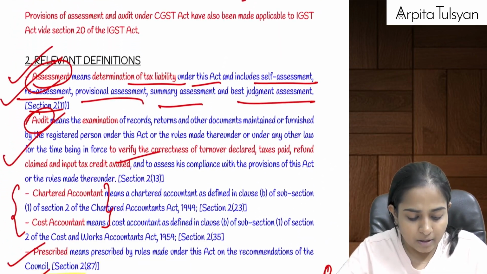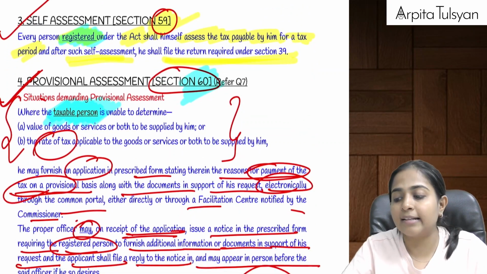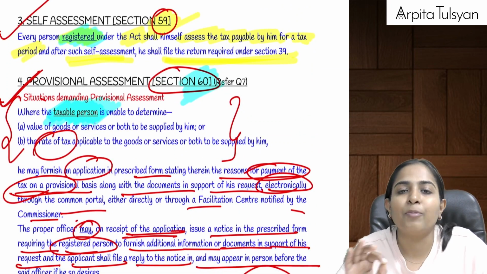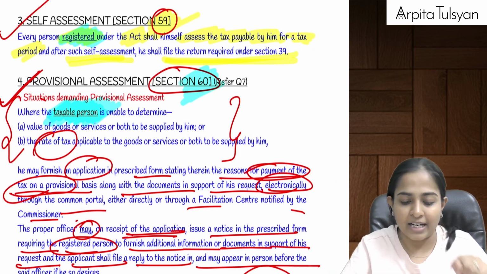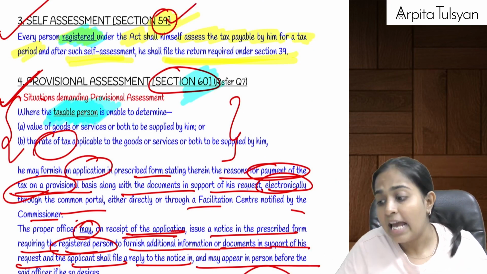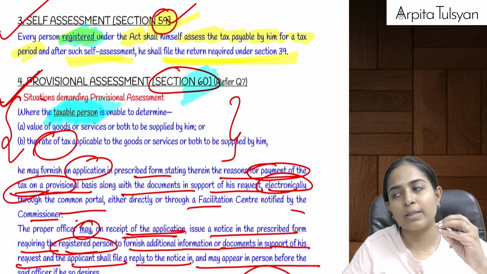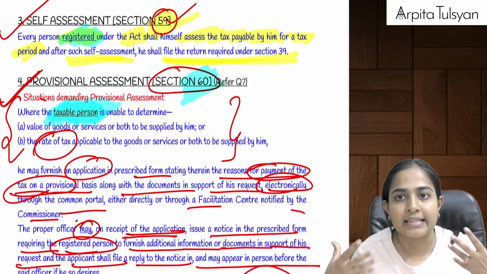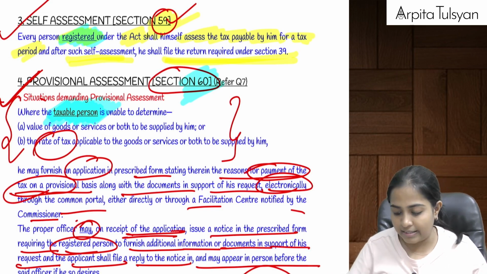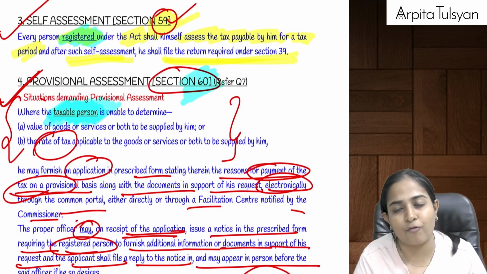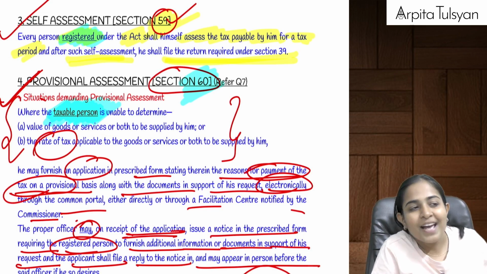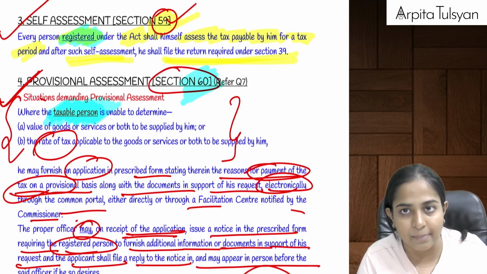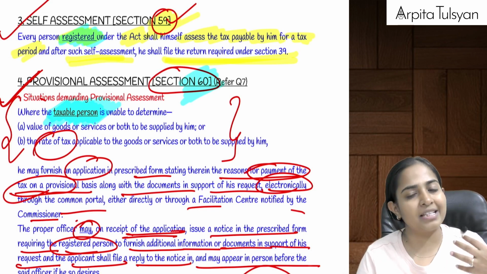Now, as we have already studied under the returns chapter, under GST the concept of self-assessment is applicable. I'm starting with the first one, section number 59. What do you mean by that? Whenever there is a registered person, who has got himself registered under the GST law, this person is required to self-assess his liability.